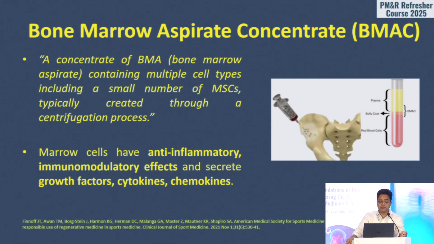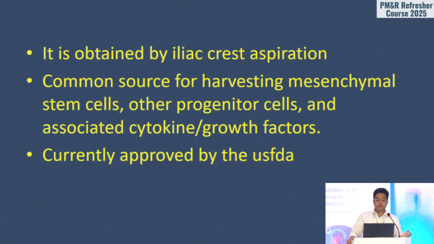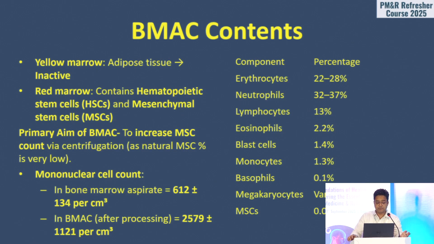Bone marrow aspirate concentrate is a concentrate of the BMA containing multiple cell types, including a small number of MSCs, typically created through a centrifugation procedure. Marrow cells have anti-inflammatory and immunomodulatory effects and secrete growth factors, cytokines, and chemokines. It is obtained by iliac crest aspiration, the common source for harvesting mesenchymal stem cells, other progenitor cells, and associated cytokine growth factors, and is currently approved by the FDA.